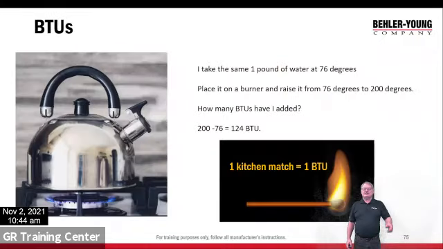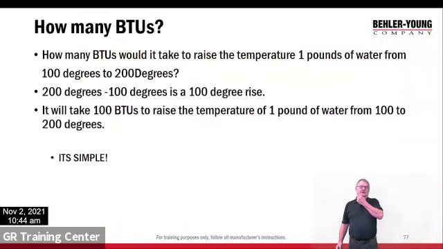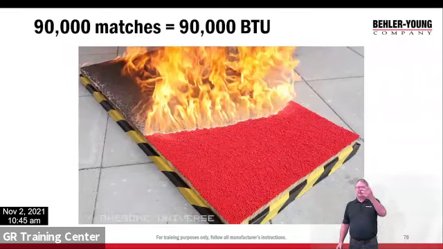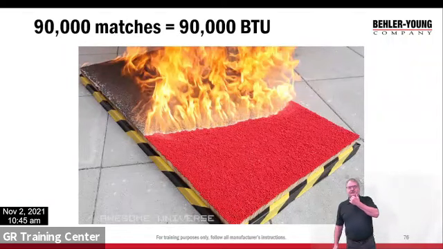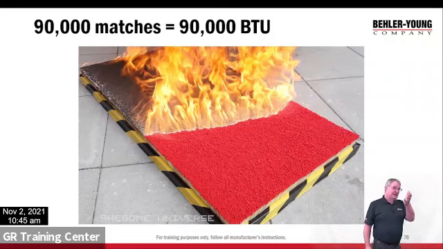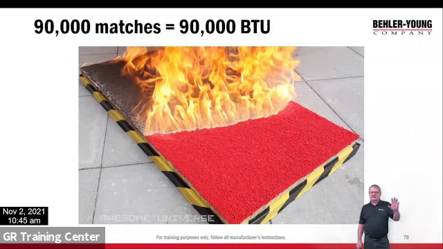So, anyways, the heat of one kitchen match is the amount of heat required to raise the temperature of 1 pound of water 1 degree, 1 BTU, or some nut who puts 90,000 matches together. I didn't do it. That's just because I never thought of it. So anyways, that is what 90,000 BTUs looks like. So that furnace we looked at, the first one, the natural gas furnace, that's how much heat it produces in an hour if it ran for a straight hour.